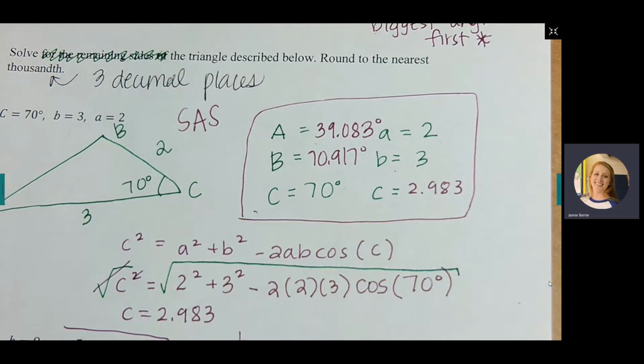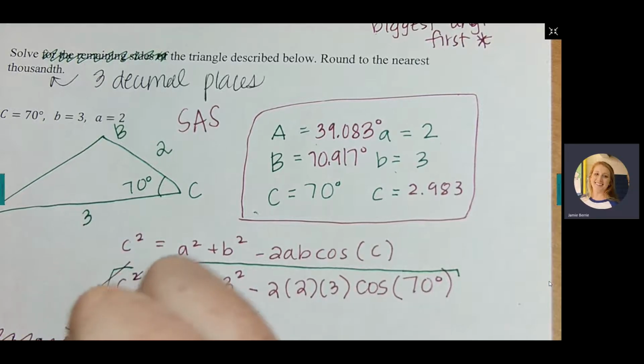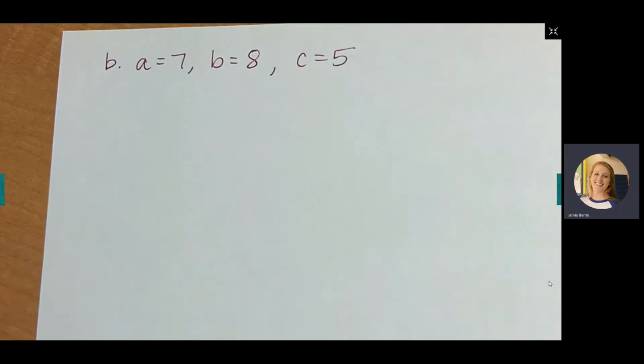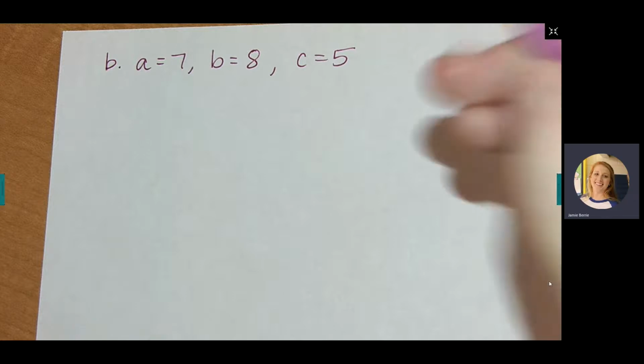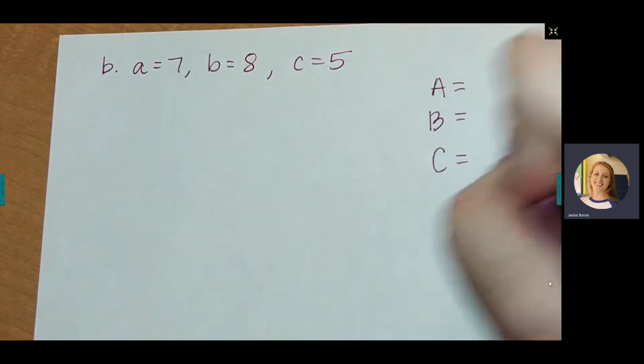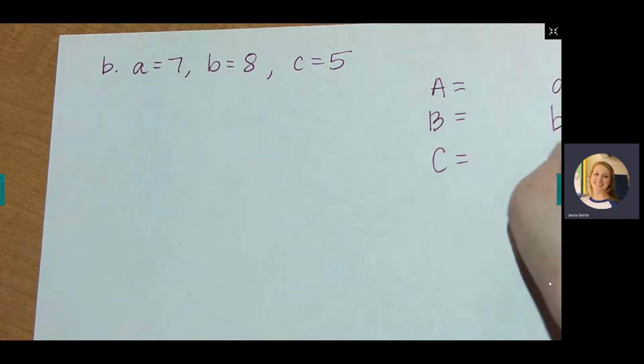All right, the next one is side, side, side. These are the harder of the law of cosine problems. So side, side, side, of course, where you know three sides, you don't know any angles. Here we have A is 7, B is 8, C is 5. Once you get this written down, go ahead and start writing out your little table and then fill in what you know. And then you can draw a picture.